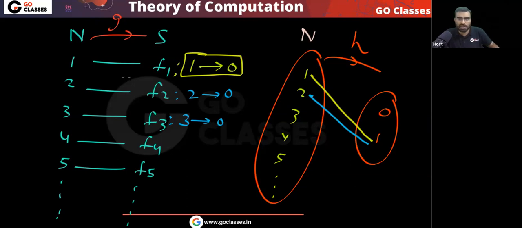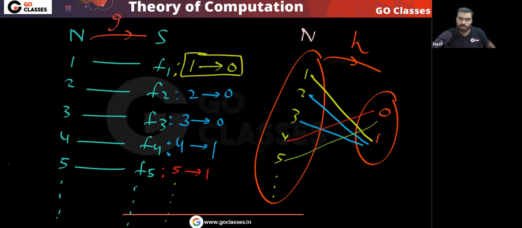3 will also map to 1. Let's assume in f4, 4 was mapping to 1. So in this h, what will happen? 4 will map to 0. Let's assume in this f5, 5 was mapping to 1. Then in this h, what will happen? 5 will map to 0.